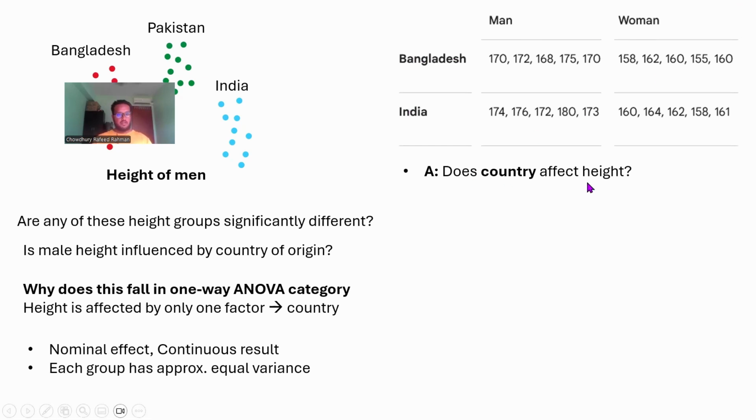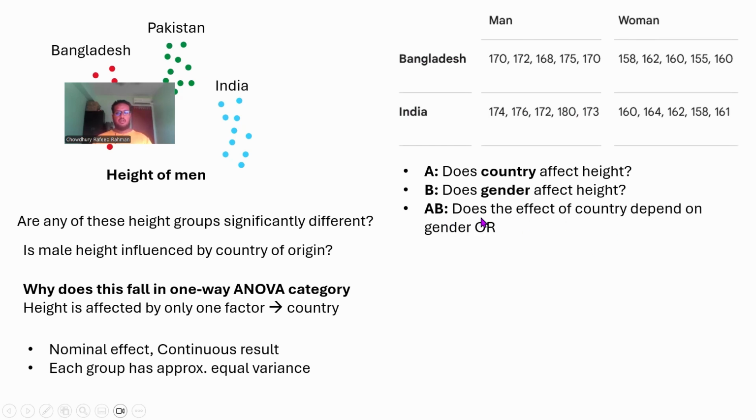Now, there are a few questions we are going to try and answer from this table. Number one, does country affect height? Number two, does gender affect height? Number three, does the effect of country depend on gender, or does the effect of gender depend on country? This is also known as the interaction term.